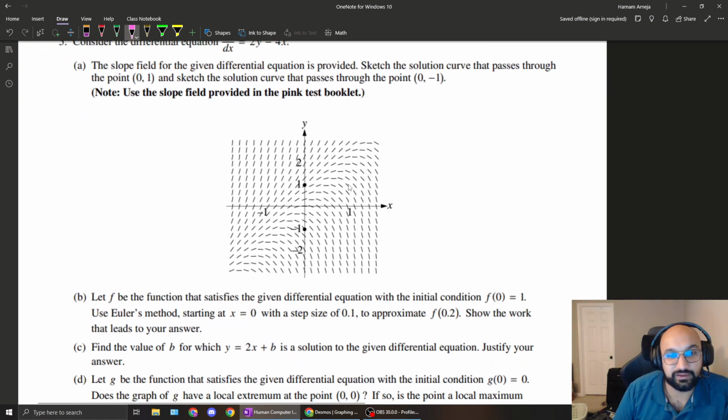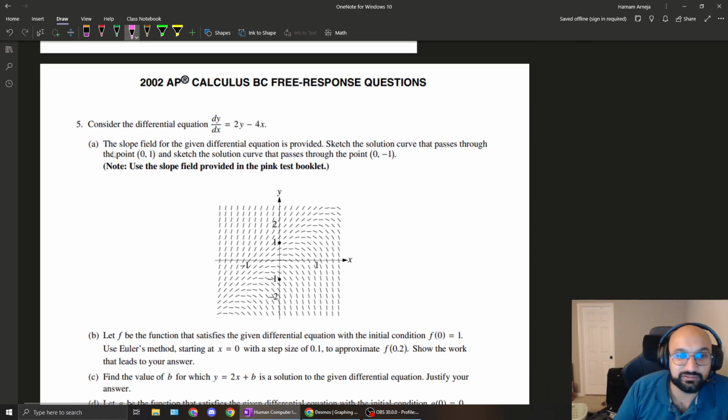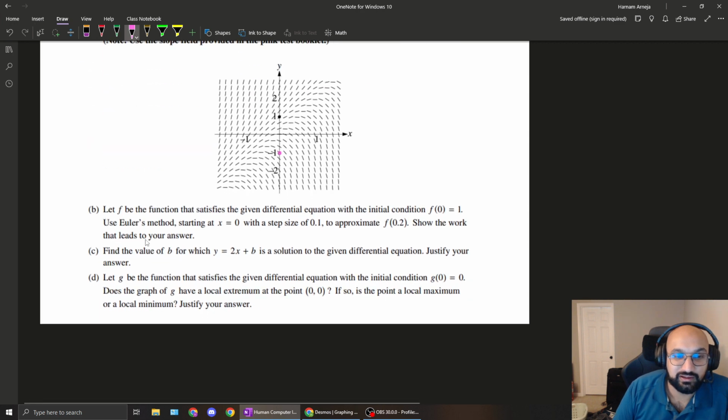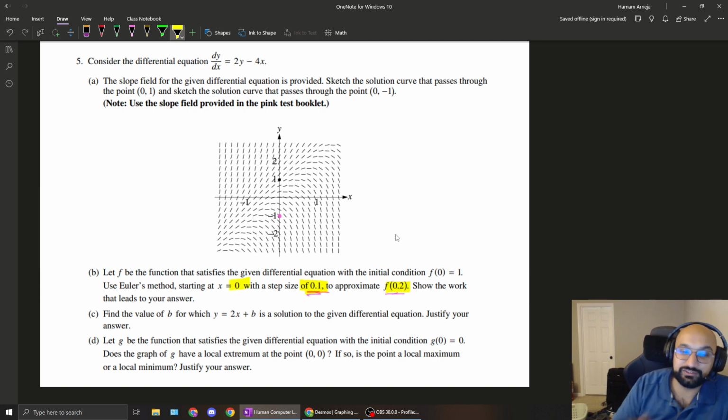And then this FRQ down here is kind of the same idea. You get to see it live in action. You're provided the slope field and asked to sketch a solution through the point 0, negative 1. That's this point down here. B says use Euler's method with a step size of 0.1 to approximate 0.2. You'll see that this proves my point that they don't give you miserable questions. You're using a step size of 0.1 to get to 0.2 starting at 0. 2 iterations only. Not so bad.